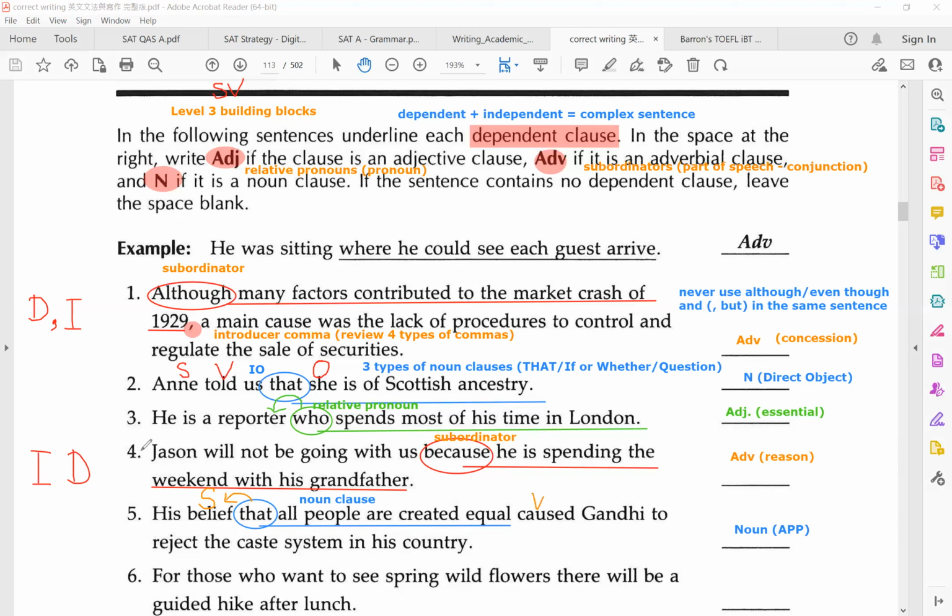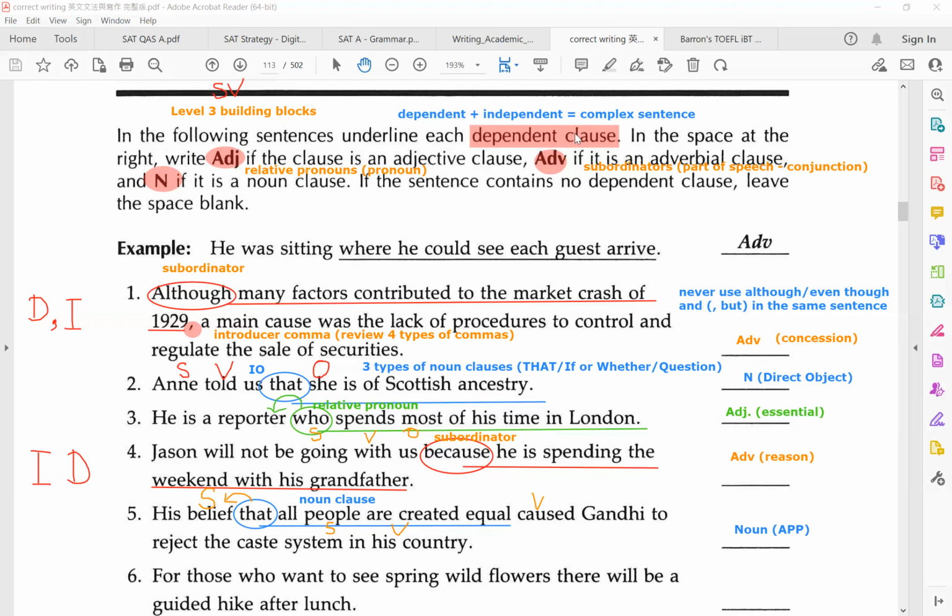Let's compare 3, which is an adjective clause, and 5, which is a noun clause. Do you see how the relative pronoun has to be the subject or the object of the adjective clause? So in number 3, the relative pronoun who is the subject. But for number 5, that all people are created equal, the that is not the subject, right? It is not the object because there's no object required here. We have a passive voice verb. And that is why this is a noun clause as an appositive.